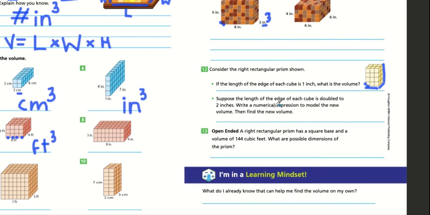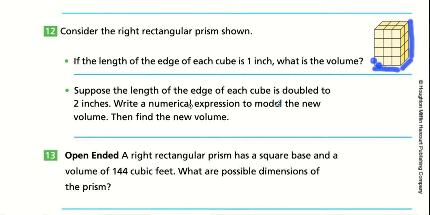Okay? Now it says for the second bullet, suppose the length of each of the cube is now doubled to 2 inches. Okay? This is what I was talking about before. Right now it's saying this little tiny side right here of this little tiny square is 1 inch. But now it's saying look at the same exact shape. Instead of this one little side being 1 inch, now this is 2 inches. So before I had 1, 2, 3 centimeters. But now if each of these is 2 centimeters, what's my new length? Okay? What's my new width? What's my new height? Okay?